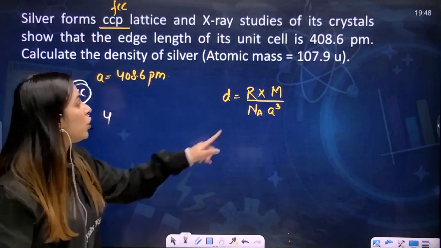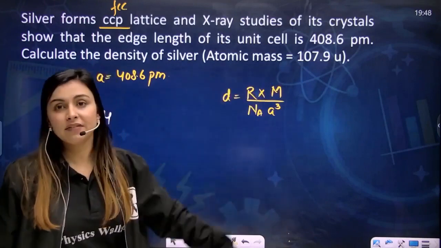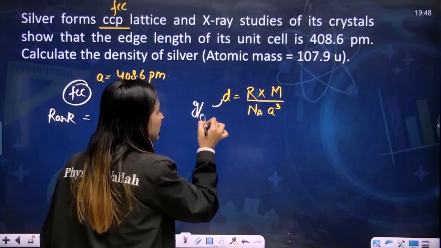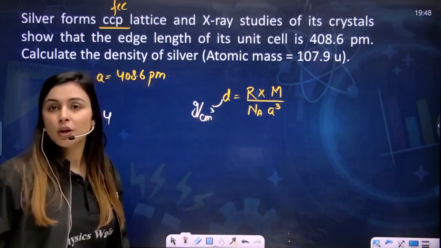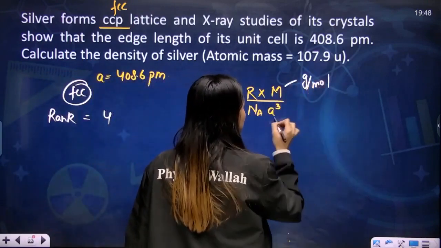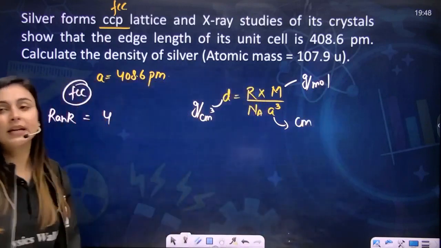Molar mass I am given, right? Avogadro number I'll divide. Now I want the A value. Always remember, my dear students, your density is always calculated in grams per centimeter cube. So your mass should be in grams per mole and your edge length should be in centimeter.